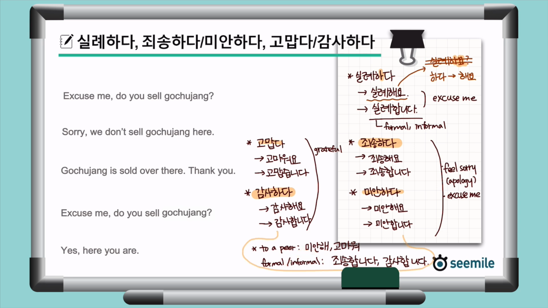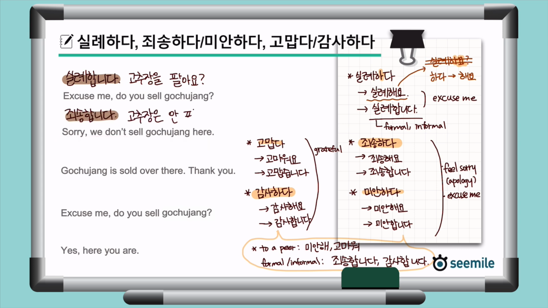Now, please pause the video for a moment and try saying these sentences out loud in Korean, and then replay it to check your answers. 실례합니다. 고추장을 팔아요? For your reference, here 고추장 refers to Korean red chili paste. 죄송합니다. 고추장은 안 팔아요. 고추장은 저기에서 팔아요. 저기 over there is the place where the item is being sold, so it is expressed as 저기에서.